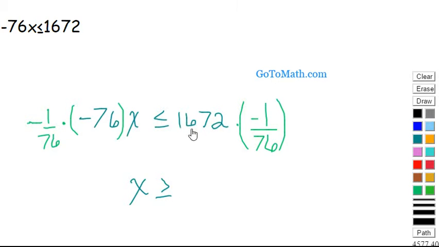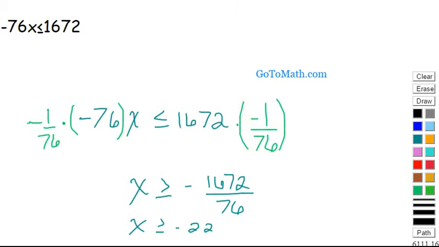And then we end up with negative 1672 over 76, and we want to simplify that down. I can guarantee you it's going to be an integer. Let's think about what that would simplify down to. Well, let me help you out here. X is greater than or equal to negative 22.